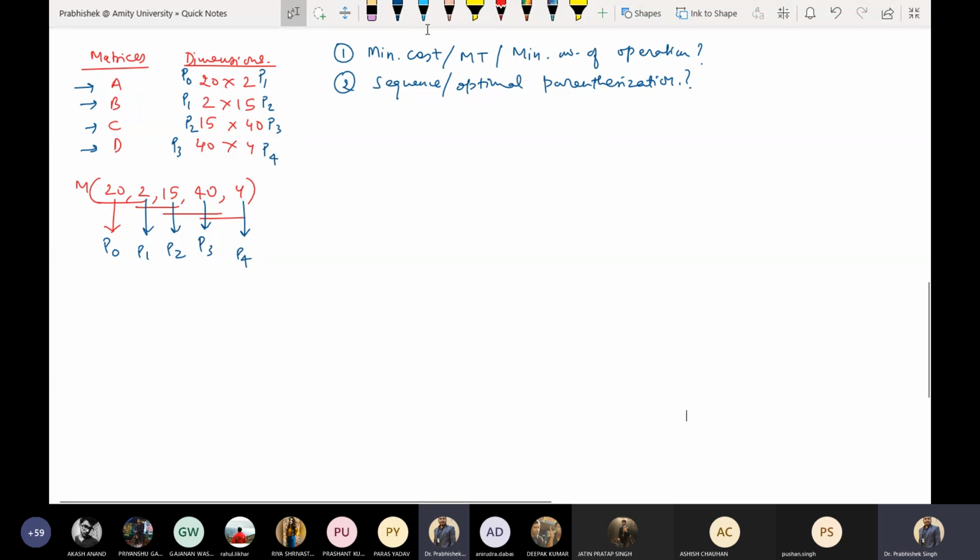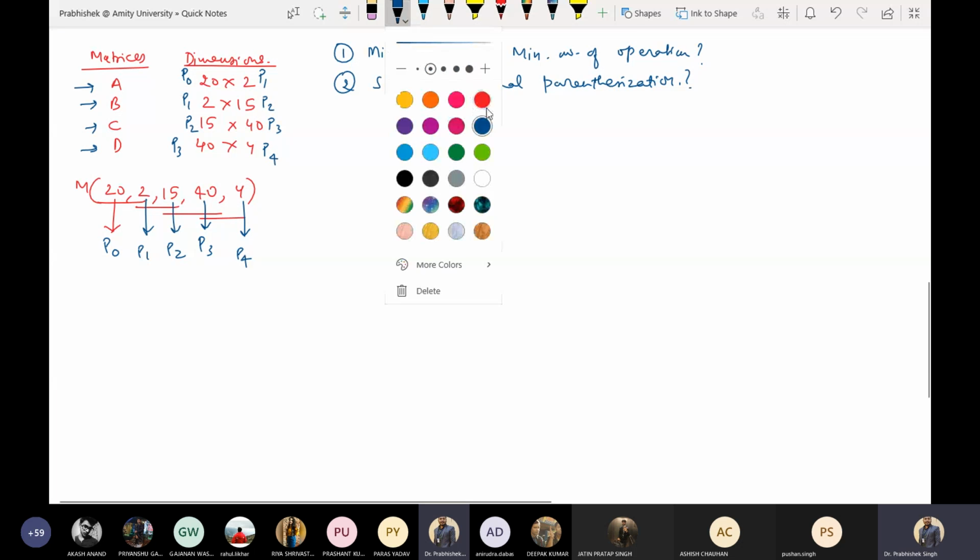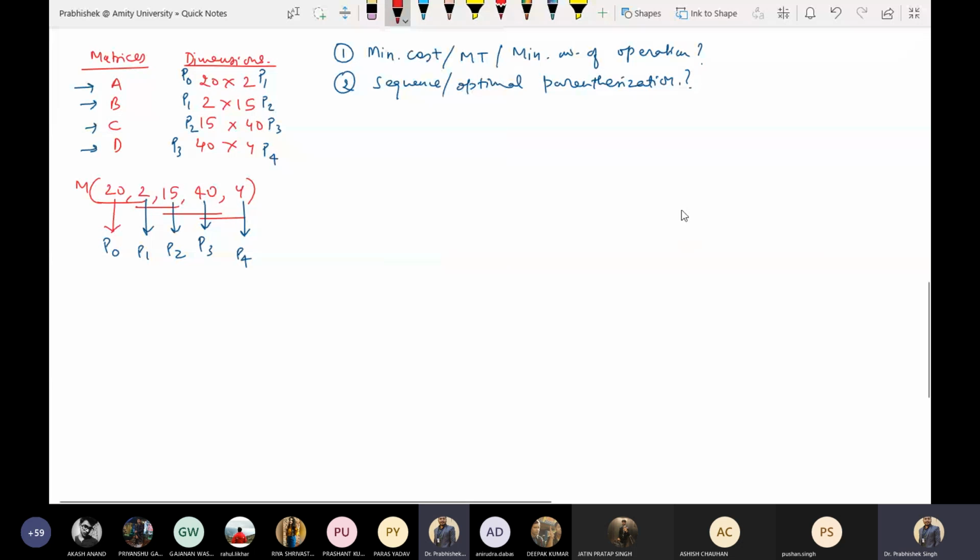So first of all, in order to calculate these two things, we have to draw two tables. We have to draw one table for this, and one table for this. Using those tables only we are going to calculate the minimum cost and the sequence of the multiplication. So let's first draw the table of minimum cost. If minimum cost is asked, this is the table you have to draw.